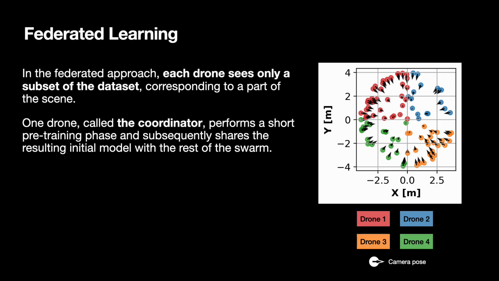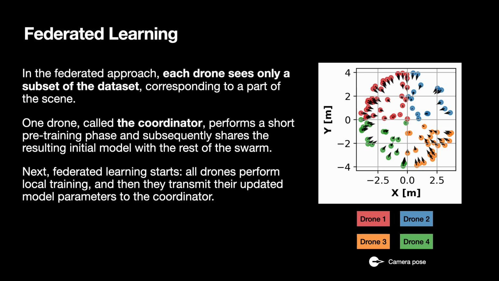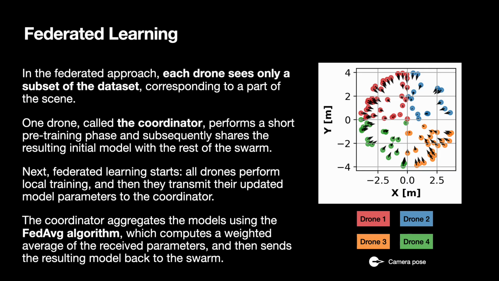One drone, called the coordinator, performs a short pre-training phase and subsequently shares the resulting initial model with the rest of the swarm. Next, federated learning starts. All drones perform local training, and then they transmit their updated model parameters to the coordinator. The coordinator aggregates the models using the federated averaging algorithm, which computes a weighted average of the received parameters, and then sends the resulting model back to the swarm.